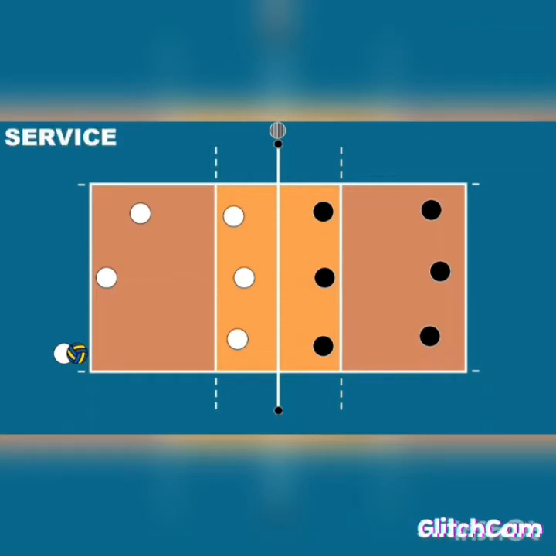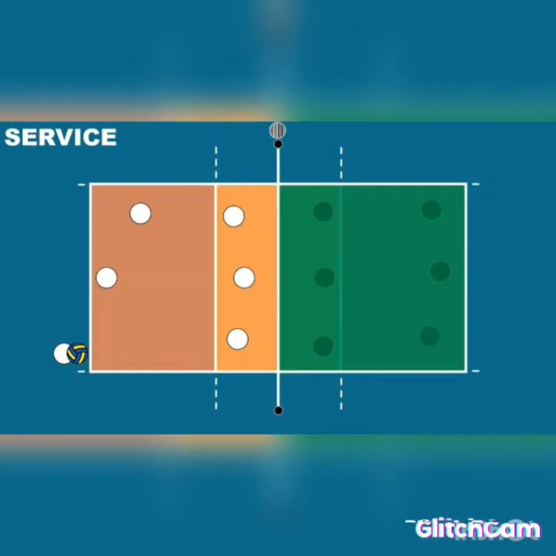Each point starts with a service, and for service a player needs to hit here. The white team is serving, so they need to stand outside the court. They need to stand outside this line, somewhere in this area. And they need to toss the ball, hit it by hand, and it should fall in this green area. Volleyball is basically a racket sport, but your hands are your racket.